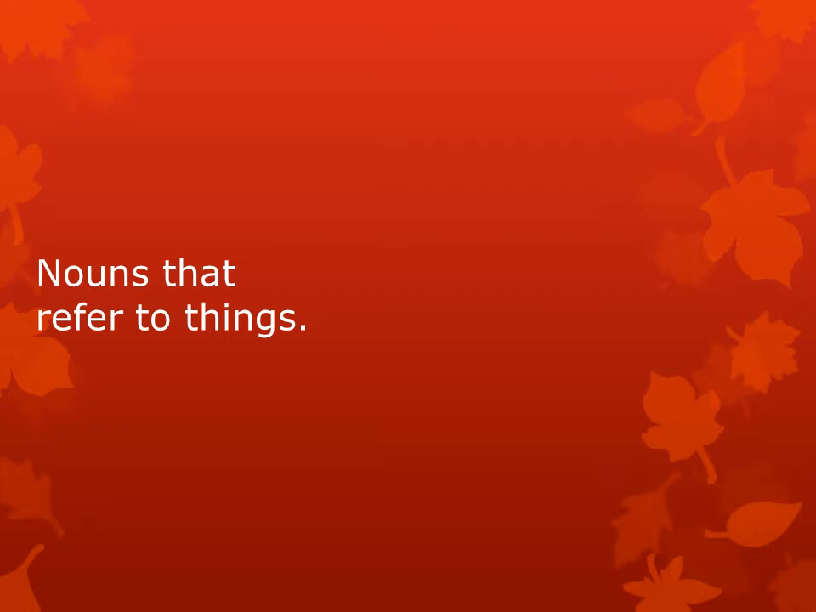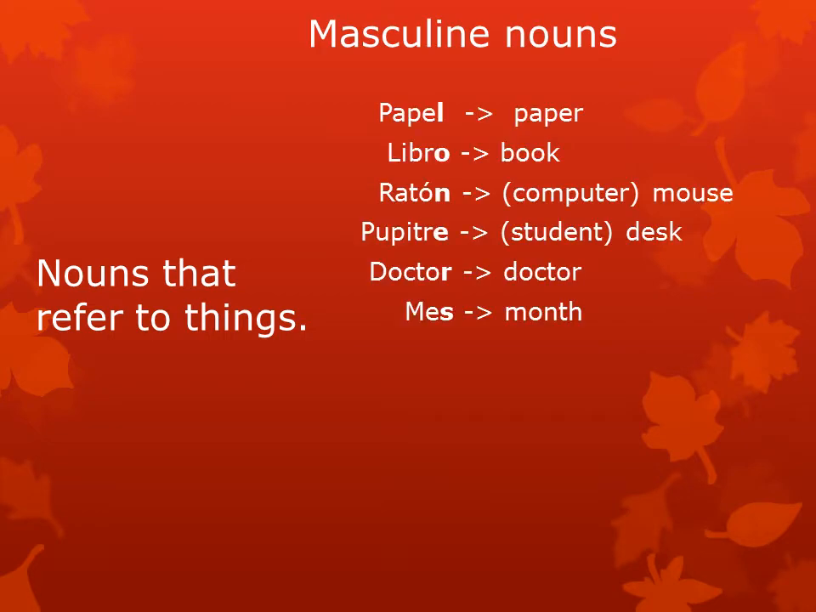So, here's the concept. We'll start with masculine nouns. For example, the word papel significa paper, libro significa book, ratón, computer mouse, and it can also mean mouse also. Pupitre, student's desk, doctor, doctor, mes, month. Right. All of these nouns right here are masculine nouns.